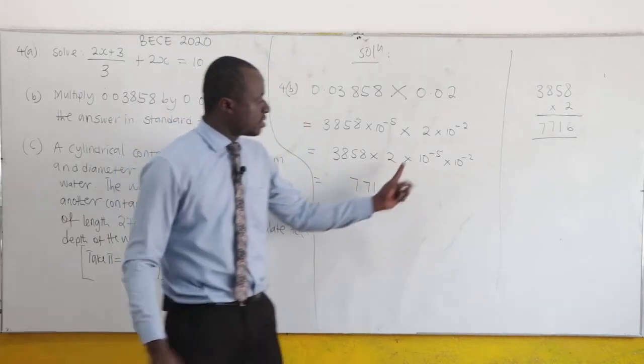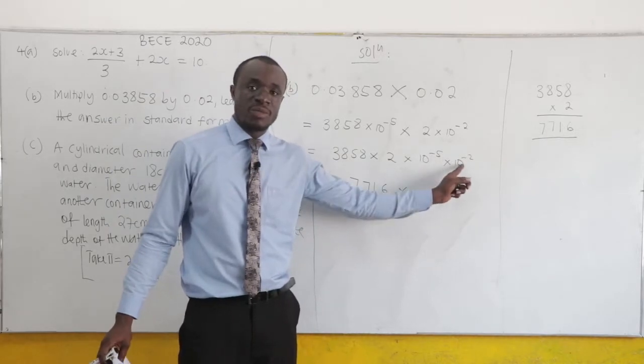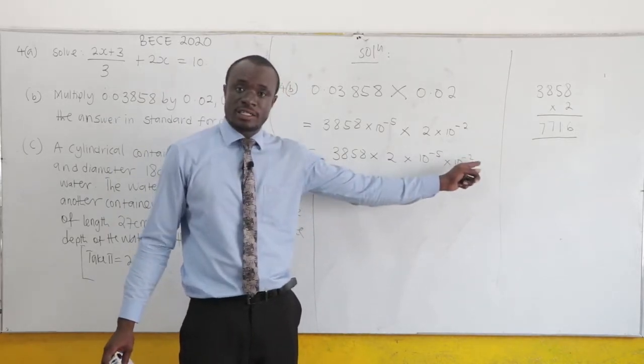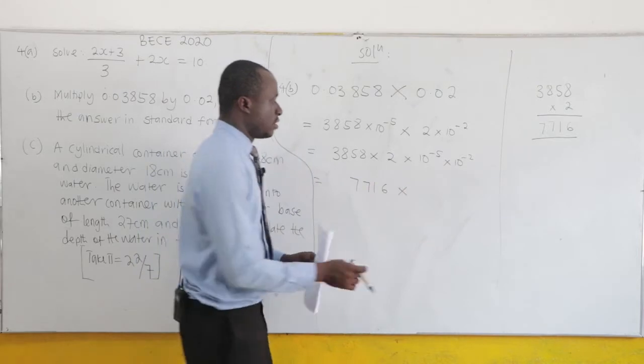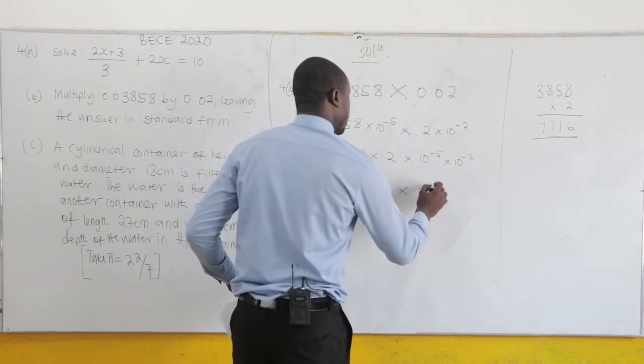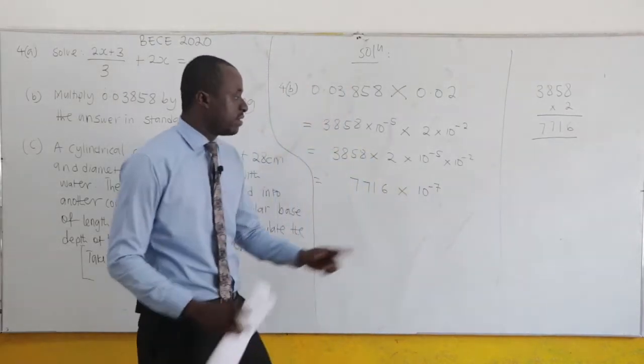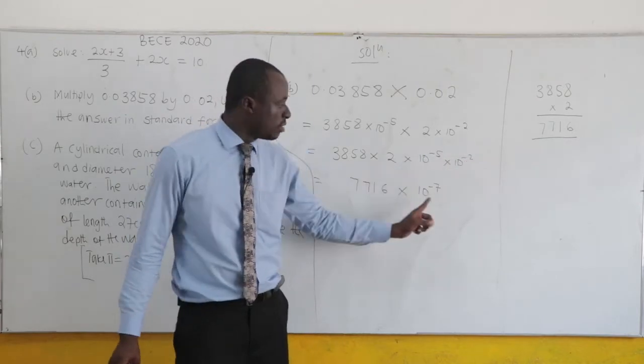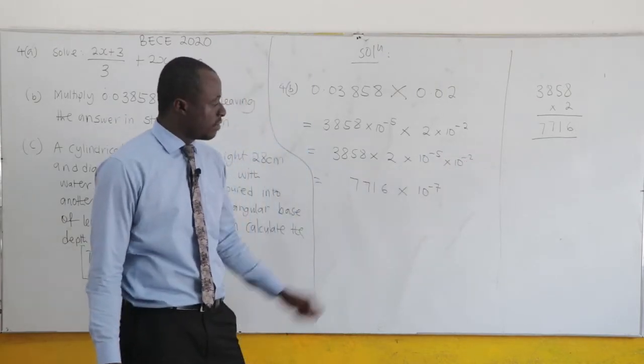Now indices: when the bases are the same and we are multiplying, we add the exponents. Hence it will be 10 to the power negative 7. Why negative 7? Negative 5 minus 2 is giving us negative 7. So that's what we have.